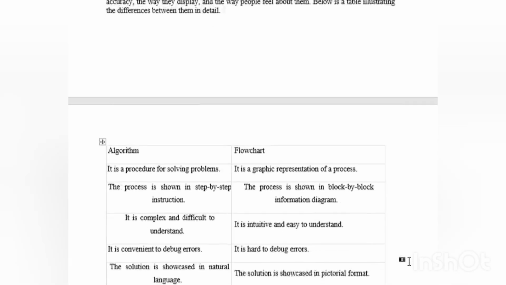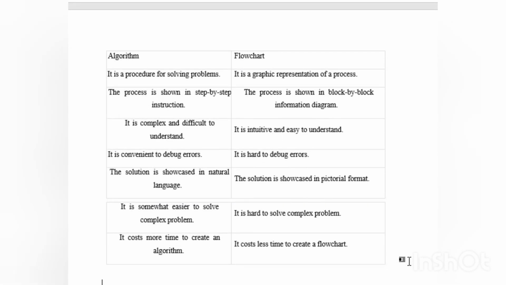So what's the difference between algorithm and flowchart? Algorithm is a process for solving problems in a procedural format, whereas a flowchart is a graphical representation of a process. An algorithm is the process which is shown step by step. In flowchart, it is shown block by block. Algorithm is complex and difficult to understand, whereas flowchart is intuitive and easy to understand.